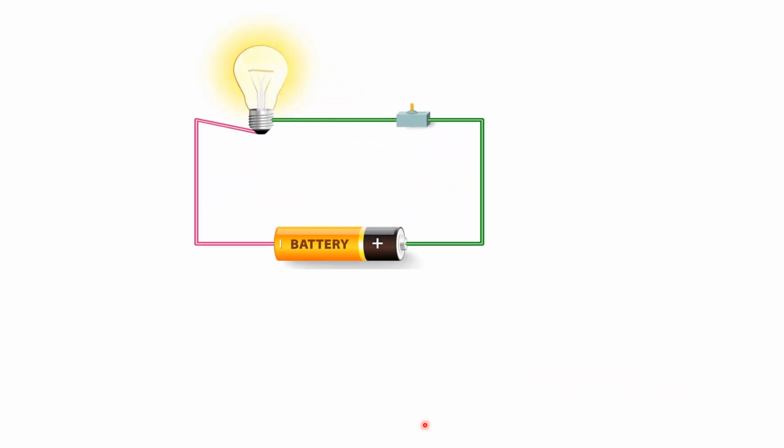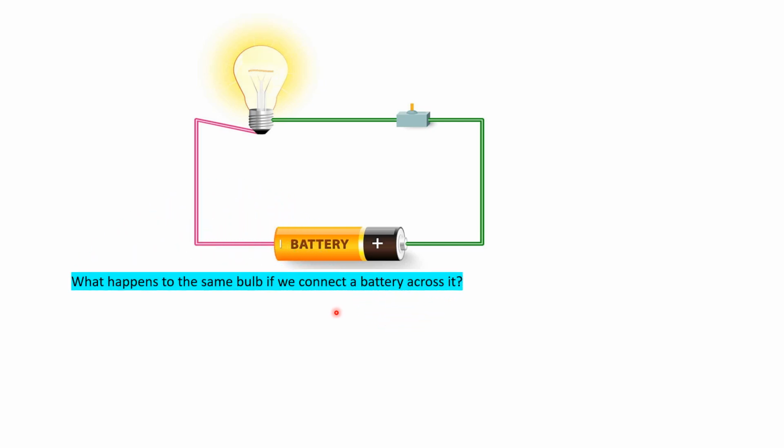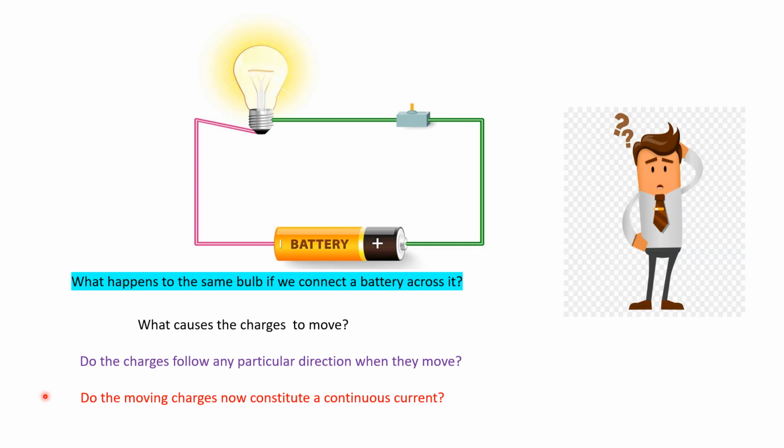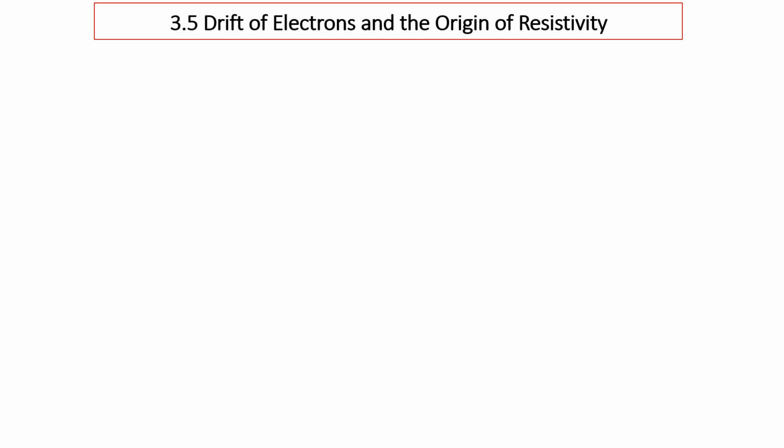Okay. Now what can you see here in this particular slide? What is done to the same bulb? We can see a battery connected across this bulb. What happens to the same bulb now if we connect a battery across it? What causes the charges to move? Do the charges follow any particular direction when they move? Do the moving charges now constitute a continuous current? So these are the questions that will come in your mind. So in this subtopic, drift of electrons and the origin of resistivity, you will be able to answer all these questions.